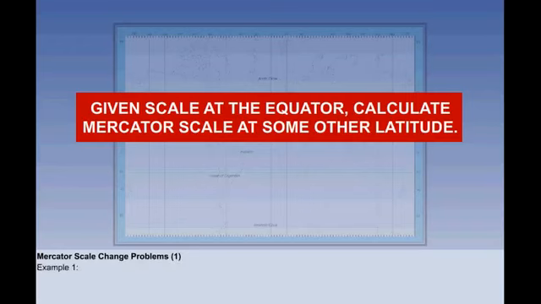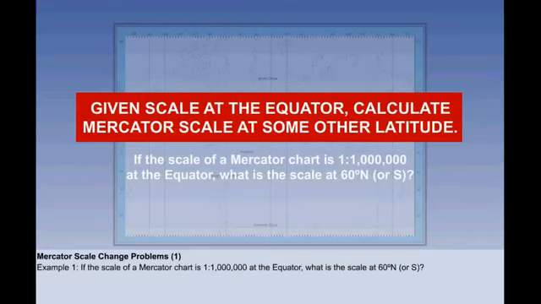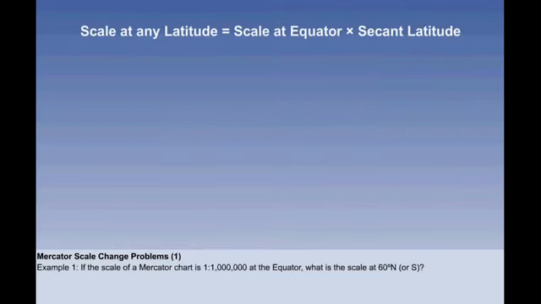Here's example 1. If the scale of the Mercator chart is 1 to 1 million at the equator, what is the scale at 60 north or south? Start with the basic equation and then substitute into it what you know. The rest just drops out. So, scale at any latitude equals scale at the equator times secant of the latitude.